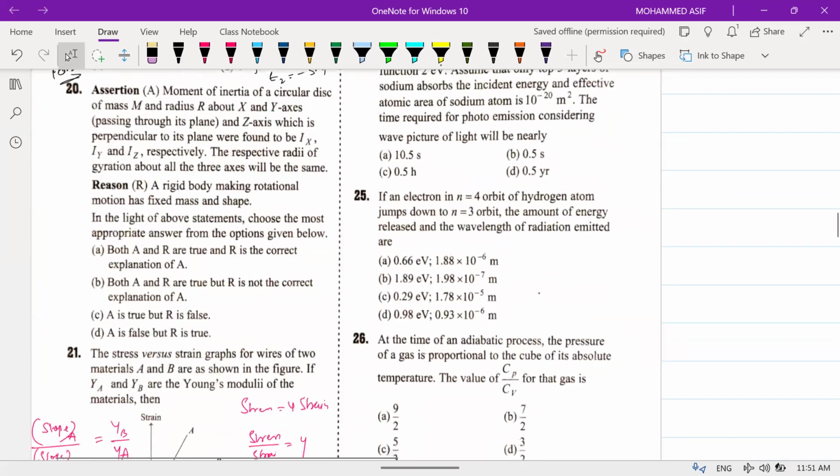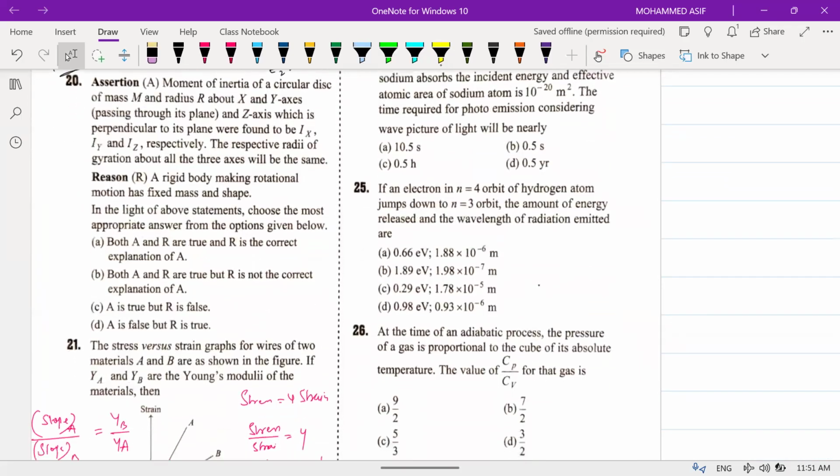25, try to understand. If an electron in n equals 4 orbit of a hydrogen atom jumps down to n equals 3 orbit, the amount of energy released and the wavelength of the radiation emitted will be equal to how much? Just now we used the formula: energy E equals minus 13.6 divided by n square electron volt. The electron is jumping from E4 to E3. That means directly I can write E4 minus E3, which will be equal to 13.6 into 1 by 3 square minus 1 by 4 square.